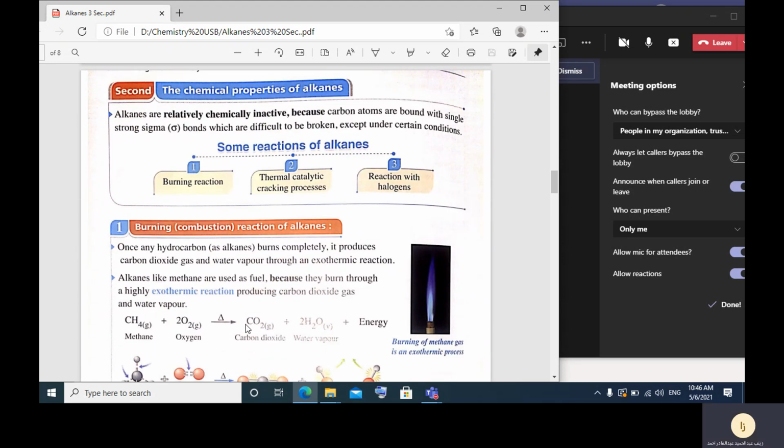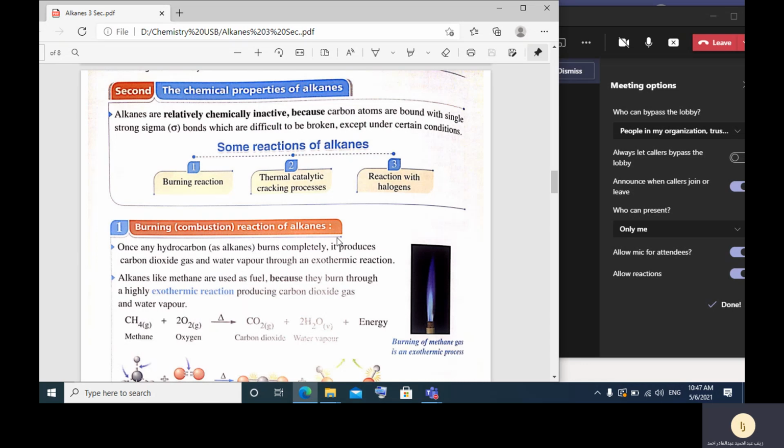Chemical properties of alkanes. Alkanes are relatively chemically inactive. Why? Because the carbon atoms are bound with single strong sigma bonds, and a sigma bond is difficult to break except under certain conditions. So the reactivity compared to other types of aliphatic hydrocarbons is lower. For chemical reactions, we will take the burning reaction, the thermal catalytic cracking process, and the reaction with halogens.